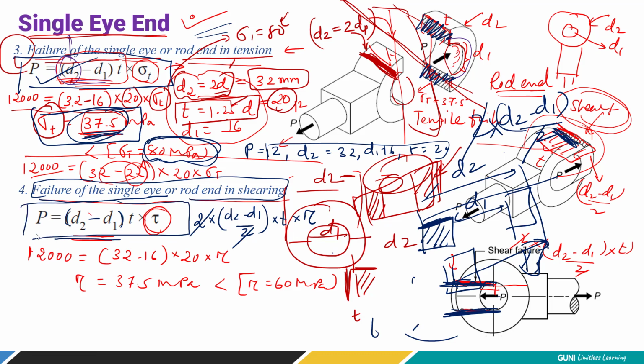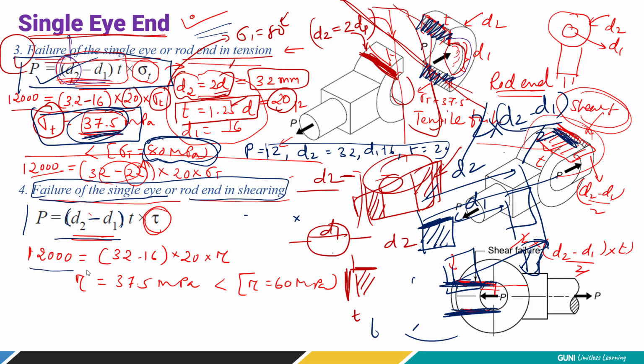Now from these equations what we can find? We know all the values, right? D2, D1. We simply again find out the shear stress is 37.5 which is much less than the shear stress given 60.